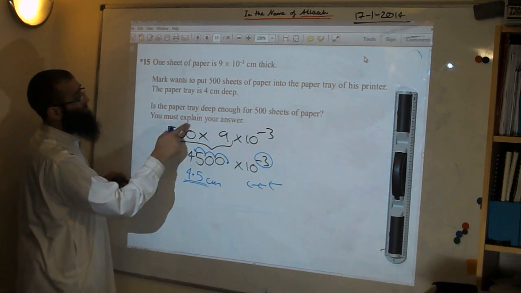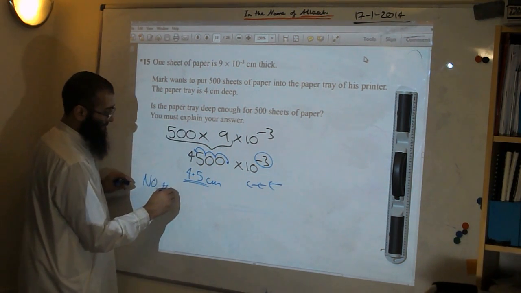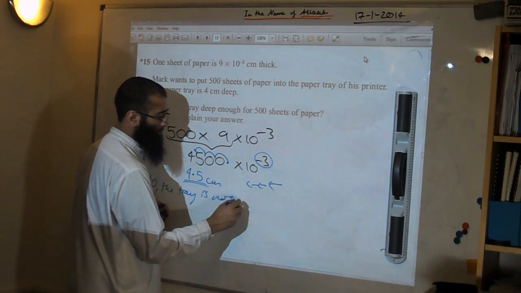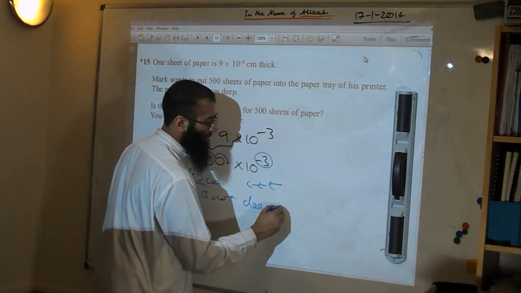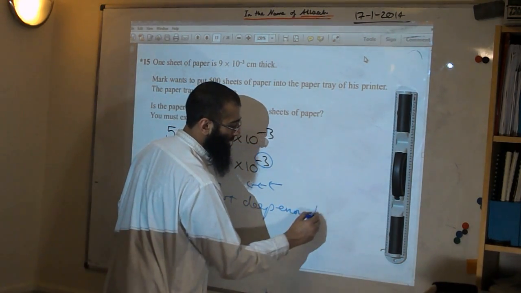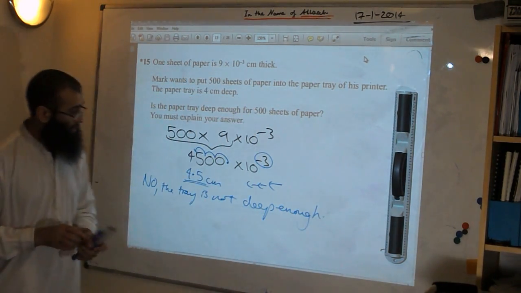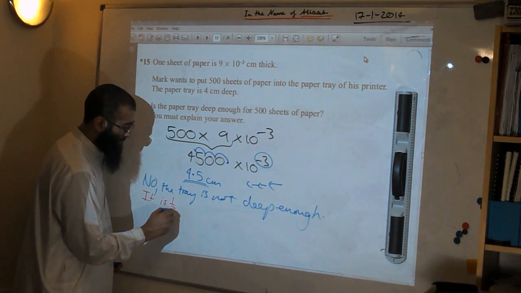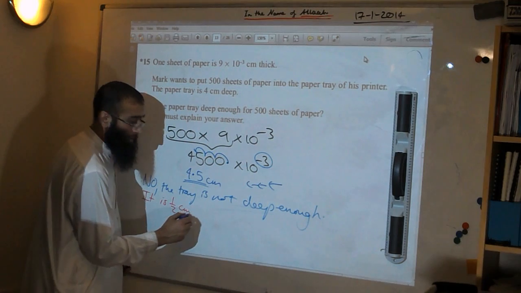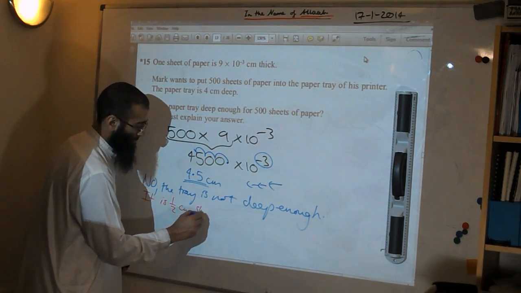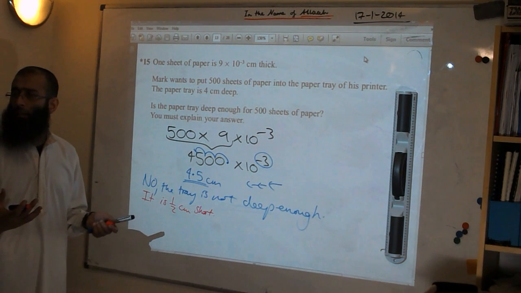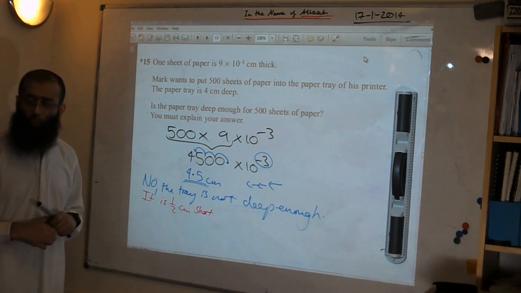And so the answer is no, the tray is not deep enough. Okay, it's not deep enough. It is half a centimeter short. So we need 4.5 centimeters, but it's only 4 centimeters. Okay? So we explain that.